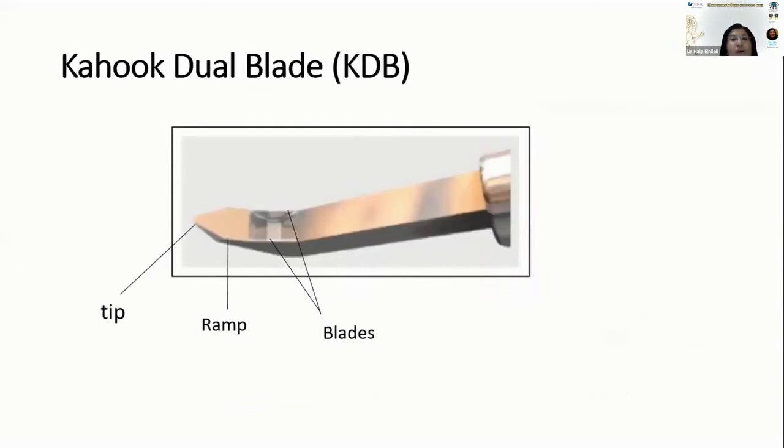We also tried to assess the efficacy of using the Kahook dual blade in performing goniotomy. The instrument has a sharp tip that makes the initial incision in the trabecular meshwork, and as it is advanced, the heel or the footplate is rested against the outer wall of Schlemm's canal, and the ramp stretches and lifts the trabecular meshwork to facilitate creating 2 incisions by the 2 sharp blades on either side of the instrument.